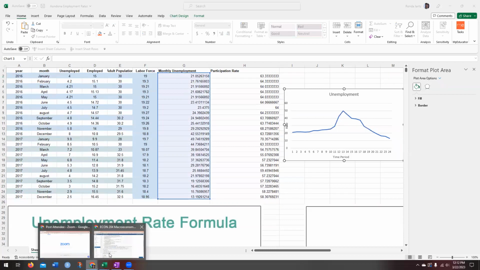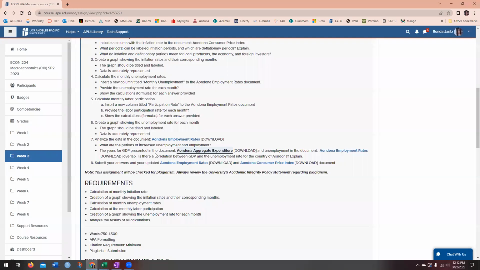There are a couple of questions associated with this as well. Once again, on the written part, I want you to do that on your own. It asks for the periods of increased unemployment and employment. And then remember last week we did the GDP. So you're going to pull up that GDP as well and see how those compare. You're going to look to see if there's a correlation between GDP and unemployment. I hope you enjoy doing that.